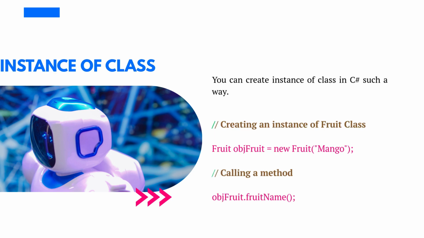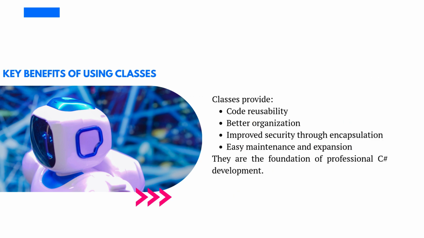Once a class is defined, we can create objects from it. Each object has its own data, but all objects share the same class structure. This allows us to model multiple real-world items using one class definition. Classes provide code reusability, better organization, improved security through encapsulation, and easy maintenance and expansion. They are the foundation of professional C# development.